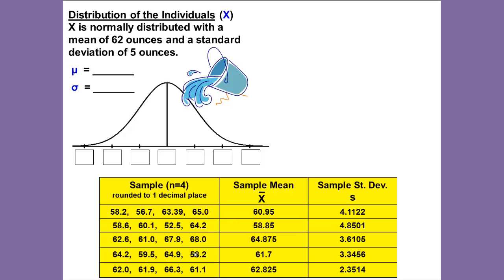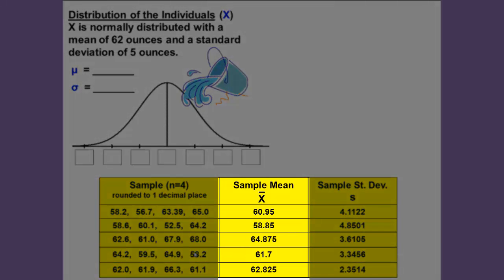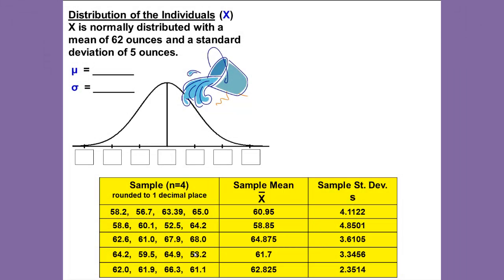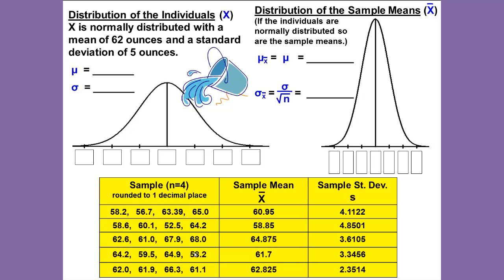Here are 5 such samples, each consisting of 4 buckets of water. Notice that we did find the mean and standard deviation for each sample. We're going to look at the means of each of these samples. We do not look at the samples themselves, but at the mean of each sample. We call these, of course, the sample means. If we create a distribution or picture of these sample means, they also will be normally distributed. If the individuals are normally distributed, so are their sample means.